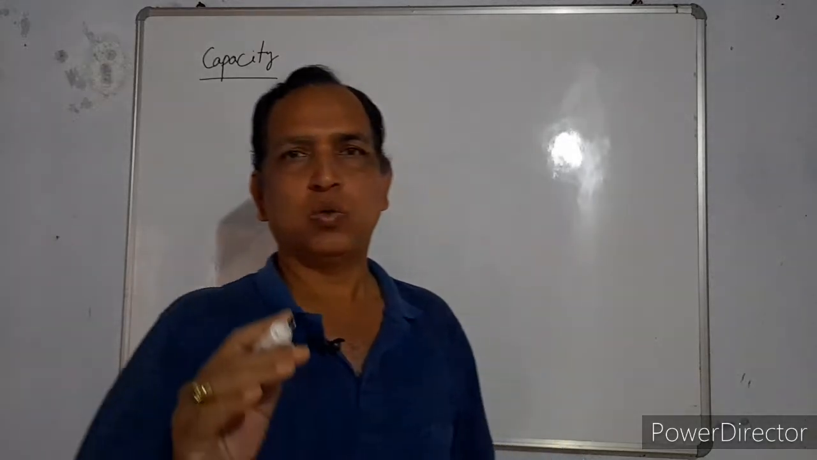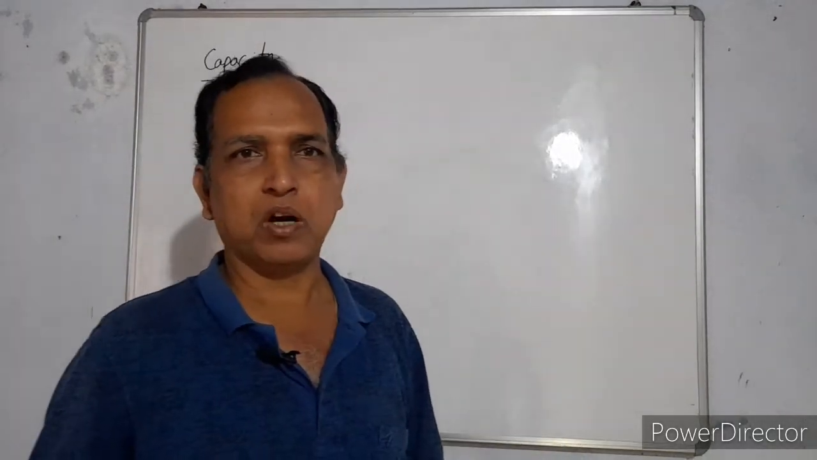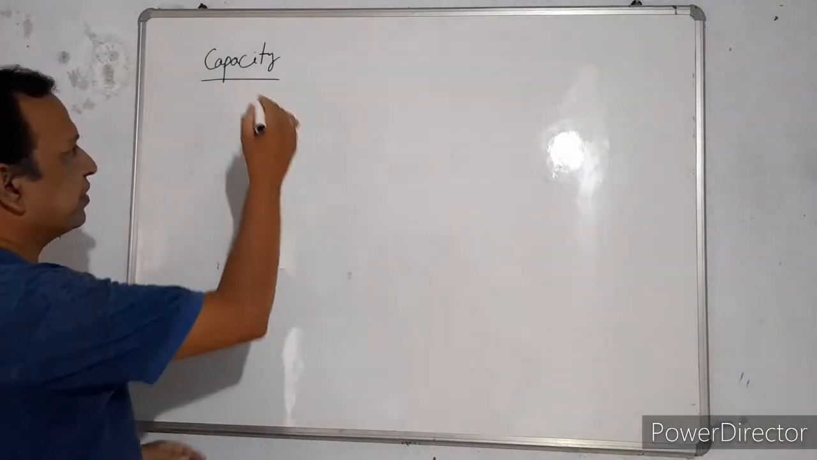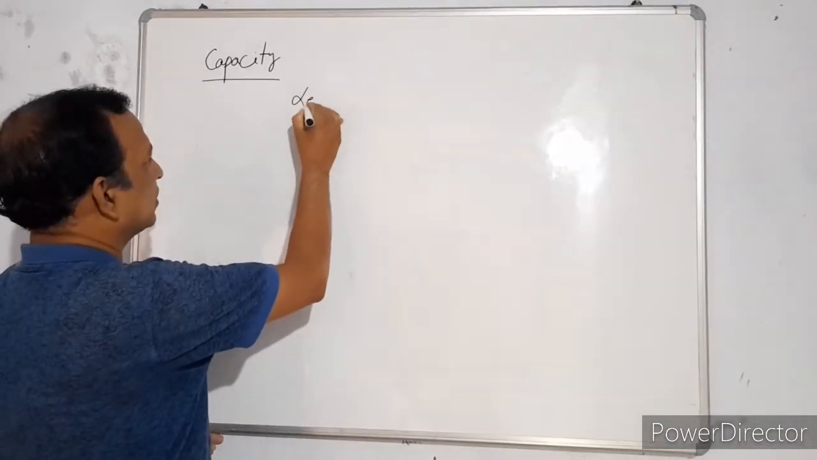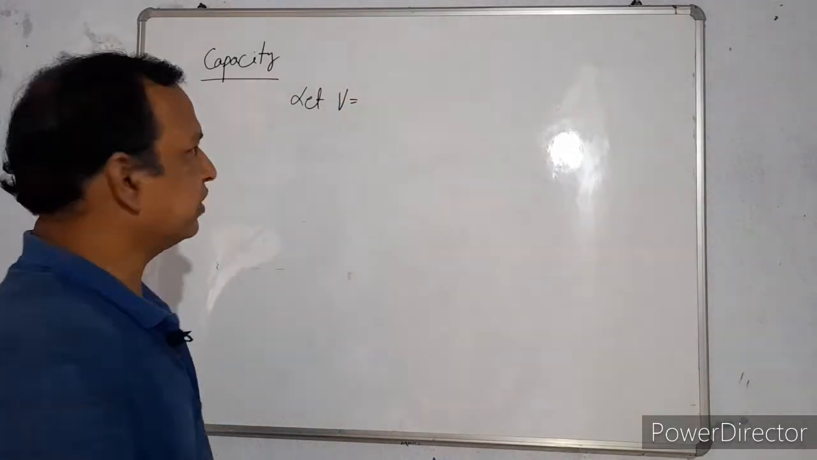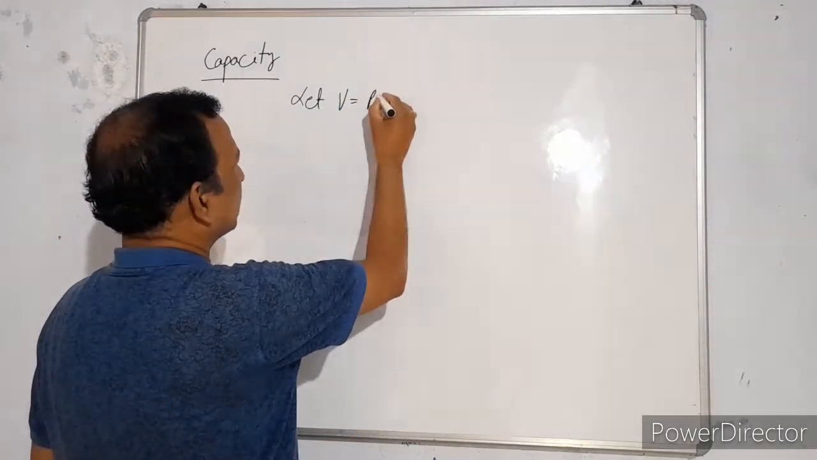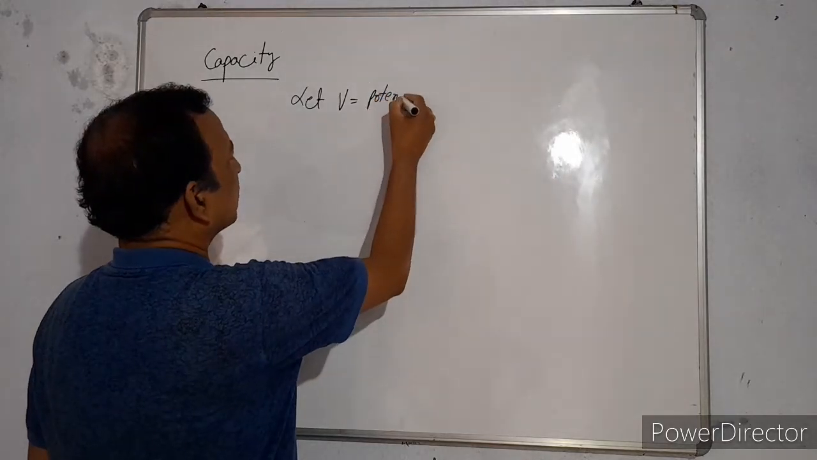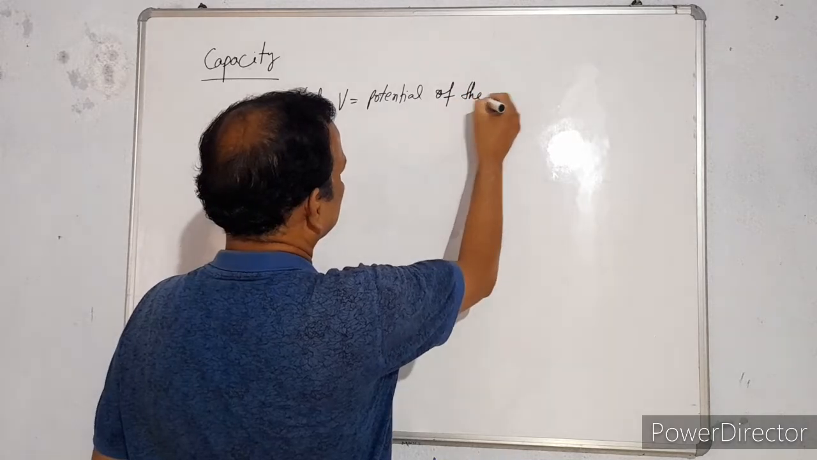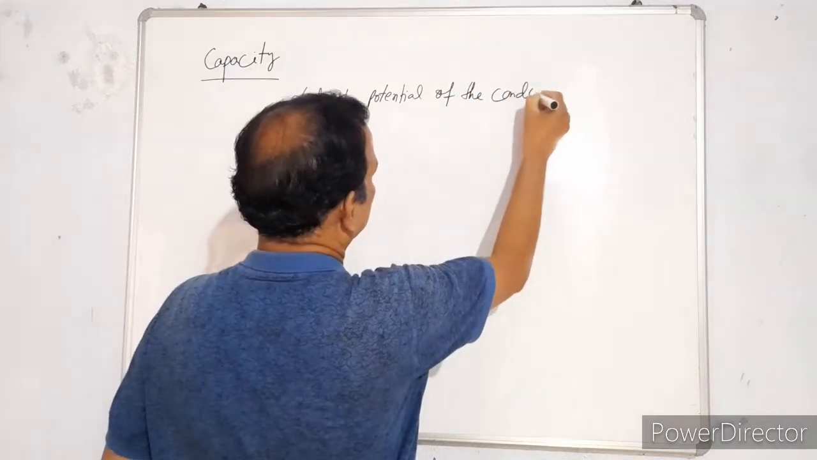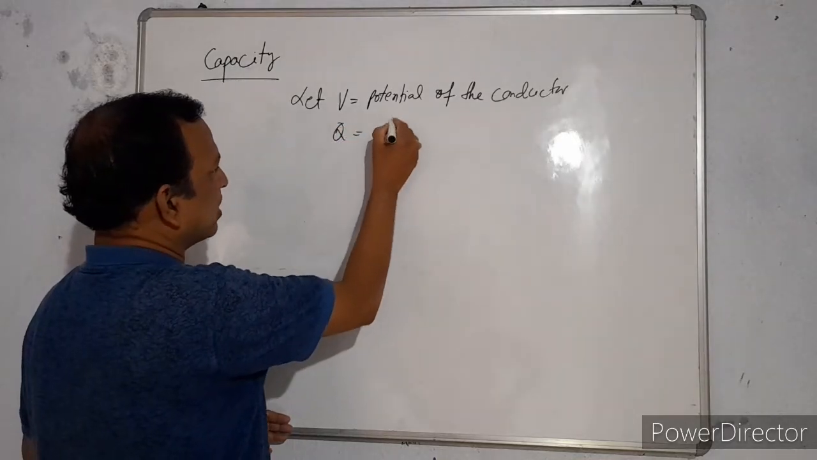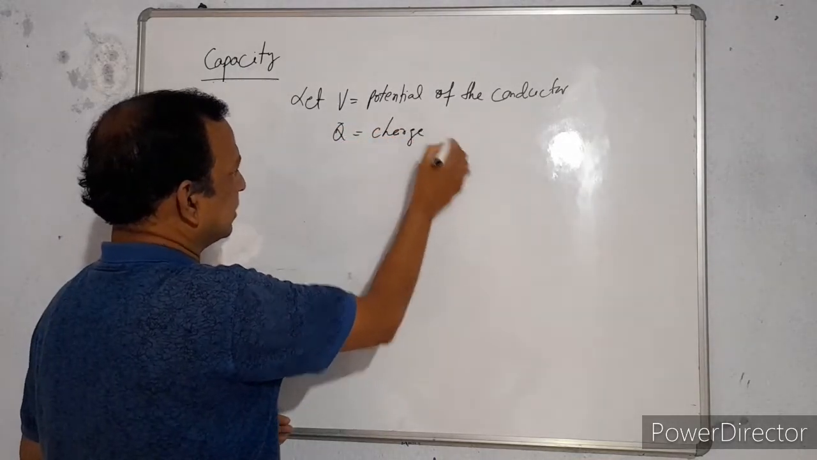Welcome to you all. Today's topic is capacity of a conductor. First, capacity. Let V be the potential of the conductor, and Q be the charge given to it.